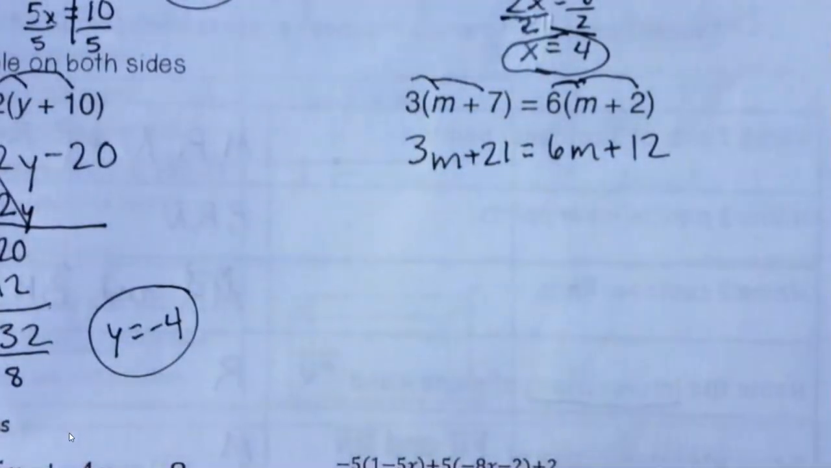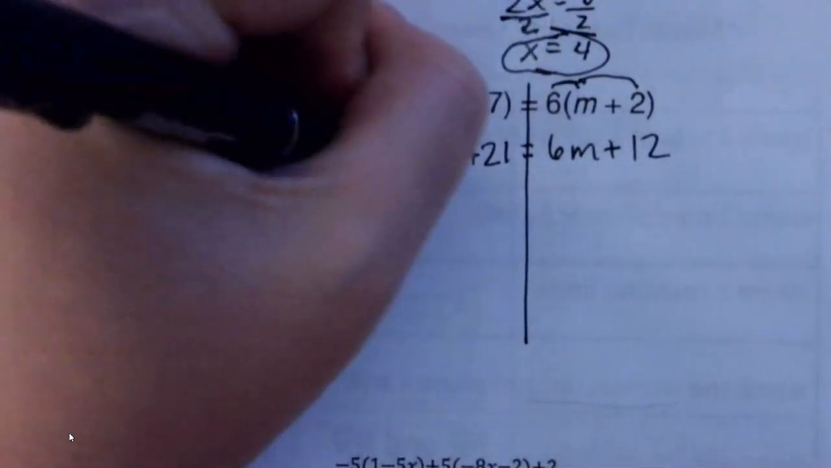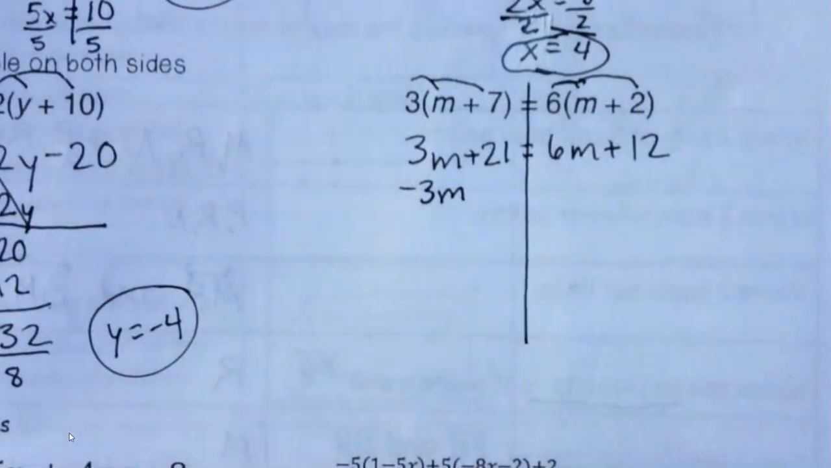So I personally like for the variable to be positive. So because of that, I'm going to subtract 3m on both sides. Some of you are like, I always want my variables on the left-hand side. And if that's you, then subtract 6m on both sides and we'll see if we get the same answer at the end. This should be a review. You should know how to solve equations coming into this class.